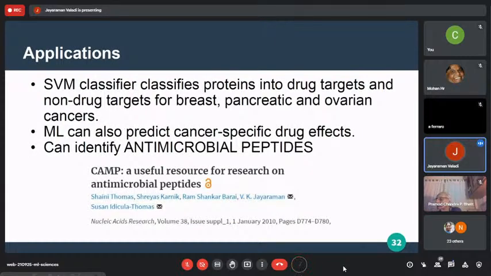The other application in drug discovery is SVM. One particular application where SVM has been used is to classify proteins into drug targets and non-drug targets for breast, pancreatic, and ovarian cancers. Machine learning can also predict cancer-specific drug effects and identify antimicrobial peptides. We have employed support vector machines methodology to identify peptides which have antimicrobial action, which includes multiple activities like antifungal, antibacterial, and antiviral activity. This resource is available even now. It has a database, and it also has a prediction server. You can give any peptide sequence, and it will predict its antimicrobial activities.